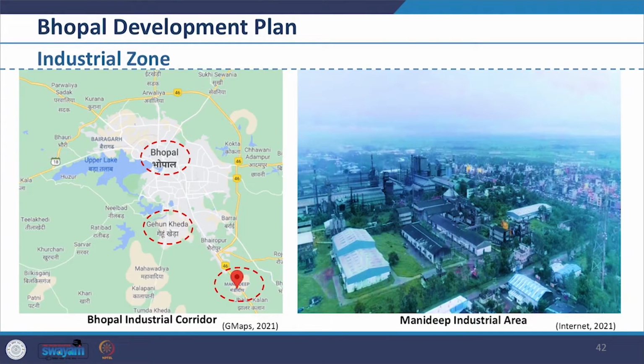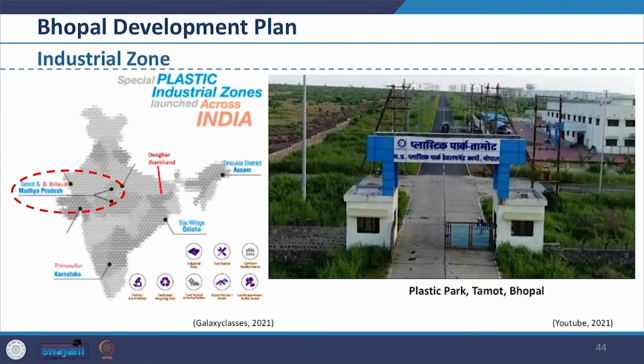The development of an industrial centre is proposed by the Industrial Development Corporation, IDC, in village Bagroda, located between Mandideep and Bhopal. Some of the major industrial units have been established in Sihor and Budhni. We also see a plastic park which was developed on 62 hectares of land in Tamot village. So, we see all these details have been reviewed and provided in the development plan.